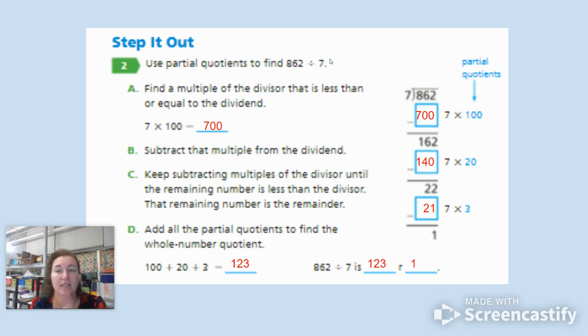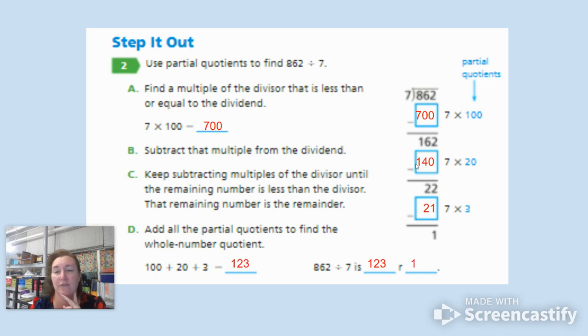First thing I ask every single time, can we take 100 groups of 7 away? 100 groups of 7 is 700. We subtract 862 minus 700, we get 162. And then I start thinking about multiples of 7. I even might look at just the first 2 digits and tell my kids, hey, 16 is pretty close to 14. I know 7 times 2 is 14, so couldn't we do 7 times 20? And they go, yeah, we can take away 20 groups of 7, Miss Johnson.